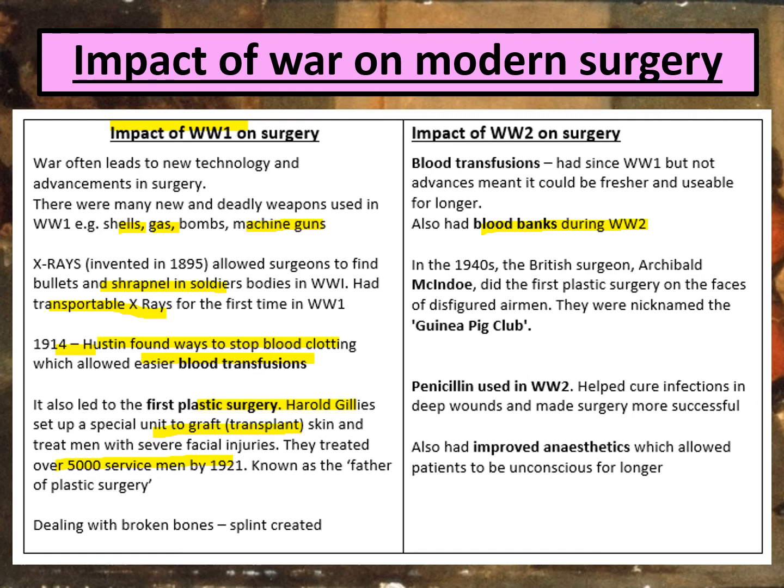We also have the work of the British surgeon Archibald McIndoe, who built on the work of his cousin Harold Gillies when it came to plastic surgery. He was doing very innovative work on disfigured airmen who had suffered a lot, particularly from burns during things like the Battle of Britain. His patients were nicknamed the Guinea Pig Club because of the experiments he was performing on them to try and rebuild their faces after these horrendous injuries.